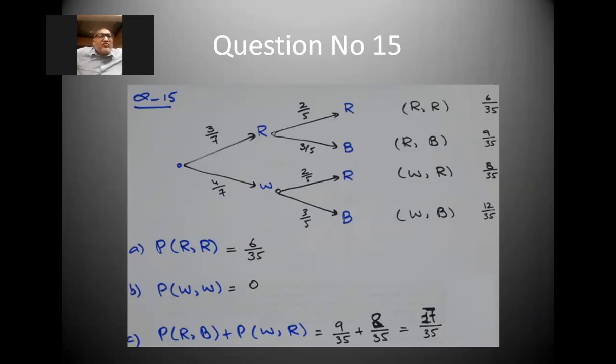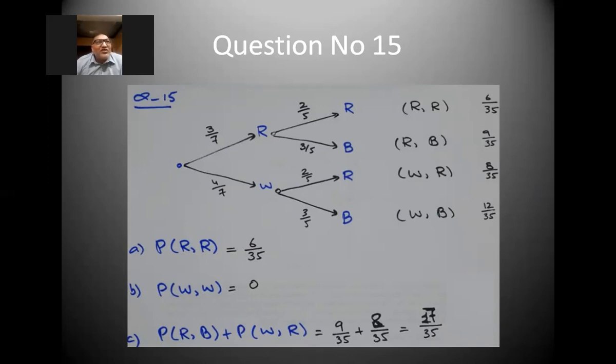So the first question was, what's the probability of getting red, red? So that is red, red here. You can see red, red is probability 6/35. The second question is, what's the probability of getting white, white? The probability of getting white, white, you can look at the outcomes of this experiment.